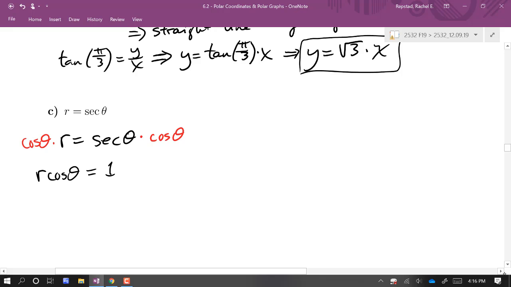Where have we seen r cosine theta before? The x coordinate. So this is the equation x equals 1. So r is equal to secant theta is the vertical line, x equals 1.